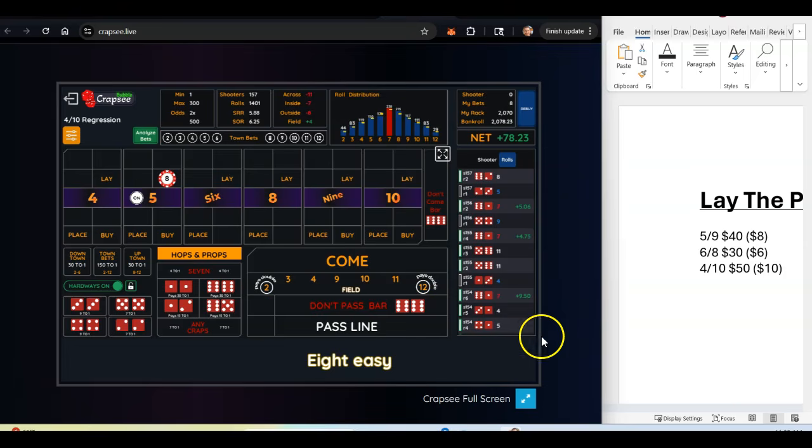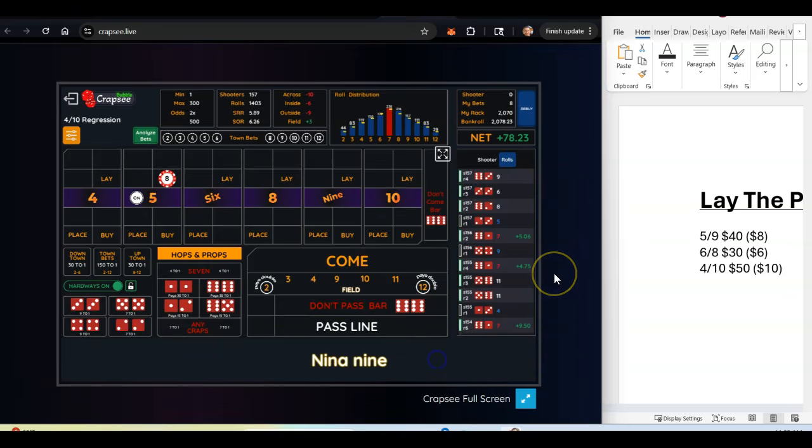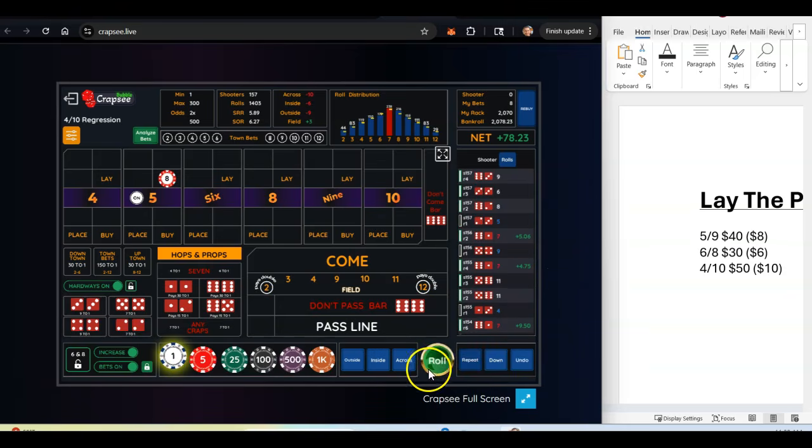8 easy. 6 hard. Nina 9. There's that 9 again. Now, we can bounce to the 9 if we want. Let's do it just to show the rule if you're going to play it straight.